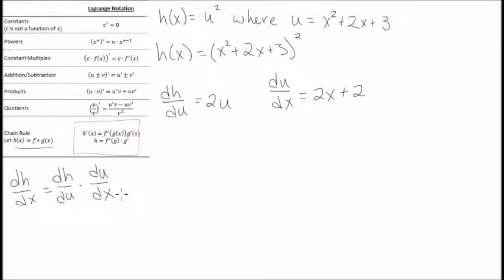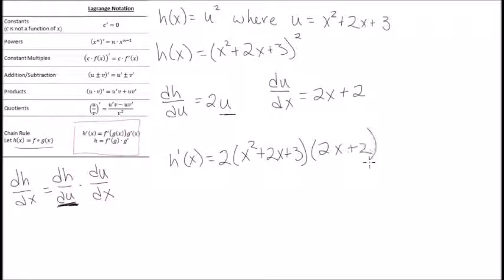Now this is a little bit of a simplification because you have to remember that in this dh du you need to substitute in the x. So the final step here, if you wanted to find the derivative of h with respect to x, would be to take 2 and then substitute in for the u, x squared plus 2x plus 3, times your derivative of u with respect to x, 2x plus 2.